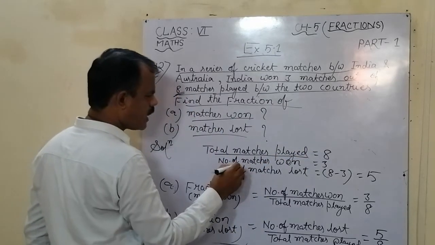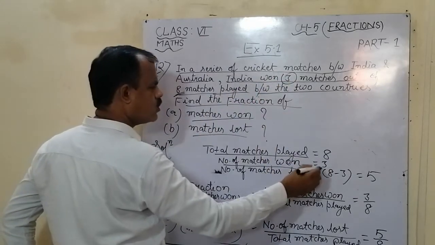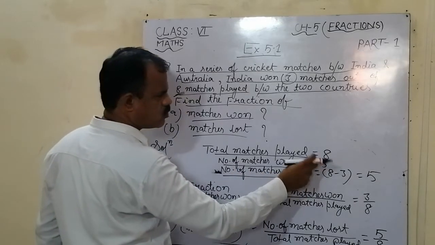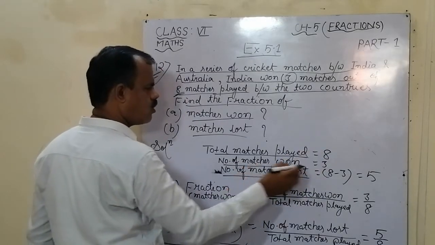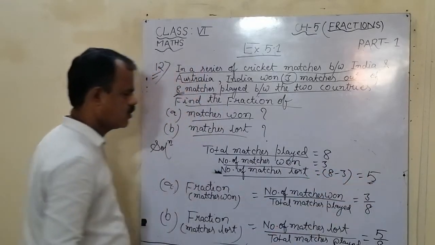Now number of matches won: 3 matches won, 3. Number of matches lost: obviously total matches played 8 minus 3. So lost is 8 minus 3, that is 5.